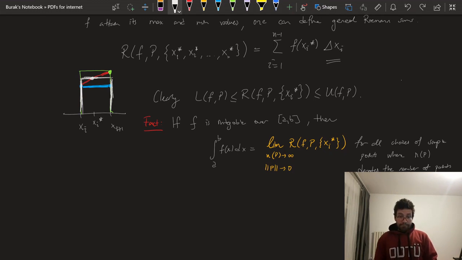Okay, so instead of defining integral in terms of upper and lower Riemann sums, I could have defined it like this, but then I had to talk about general Riemann sums, and I think this is more complicated.